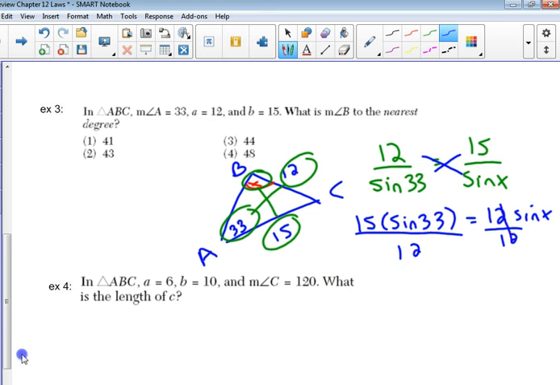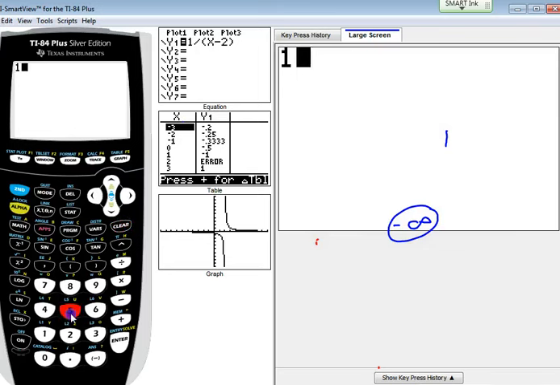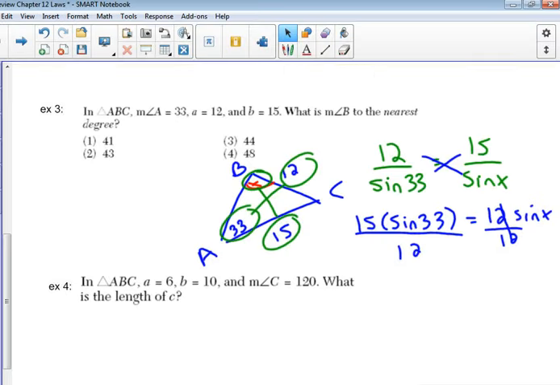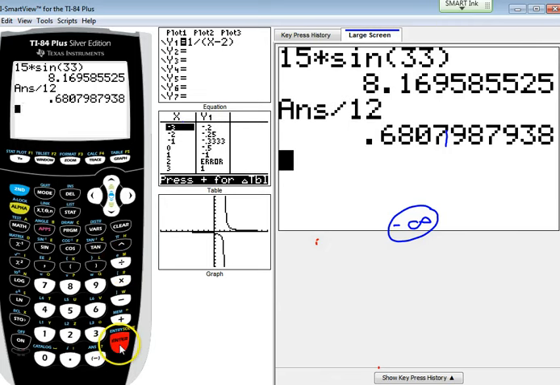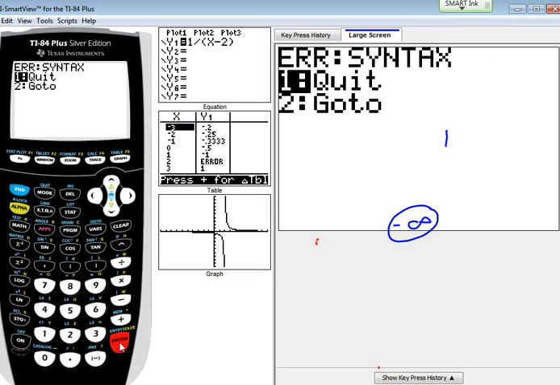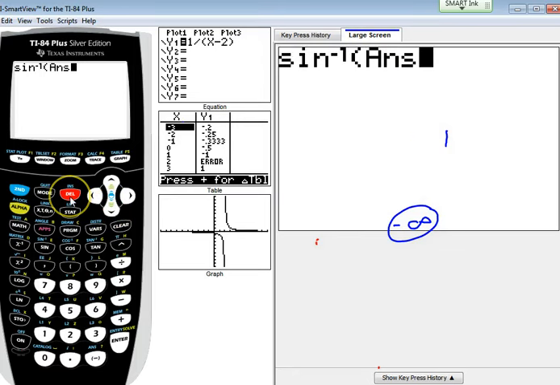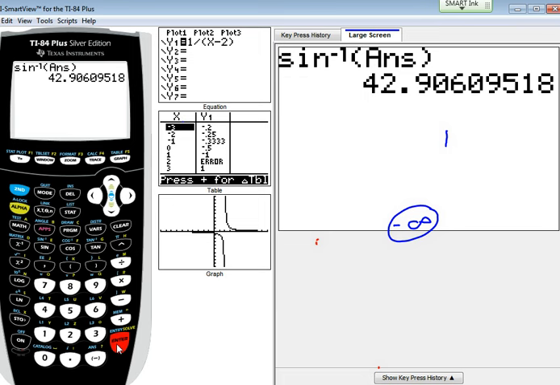Now, when you guys are trying to separate sine from X, what key do you have to hit? Second function. Good. So type this all in first. 15 times sine 33. And then divide it by 12. Second sine. Oh, geez, I did a negative sign. There we go. Okay, so that's 43 degrees. How is everybody putting that in? Good, bad?